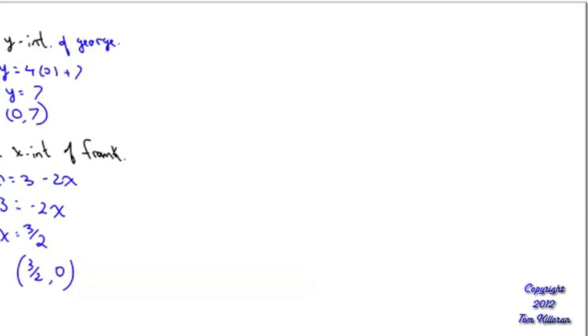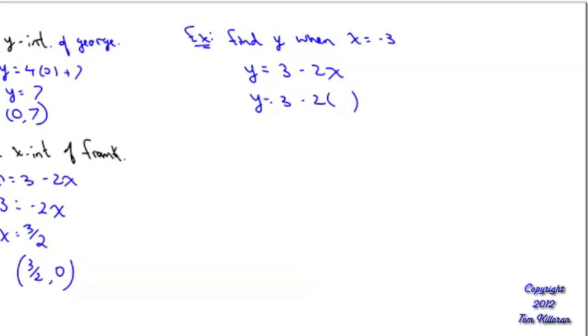So now if I ask a silly question, it's an older question that you've been asked before. Let's do the old notation first. For example, find y when x is equal to -3 and y is equal to 3 minus 2x. What would you do? Substitute. You plug in -3 for x, so y equals 3 minus 2 times -3. -2 times -3 is 6, plus 3 is 9.